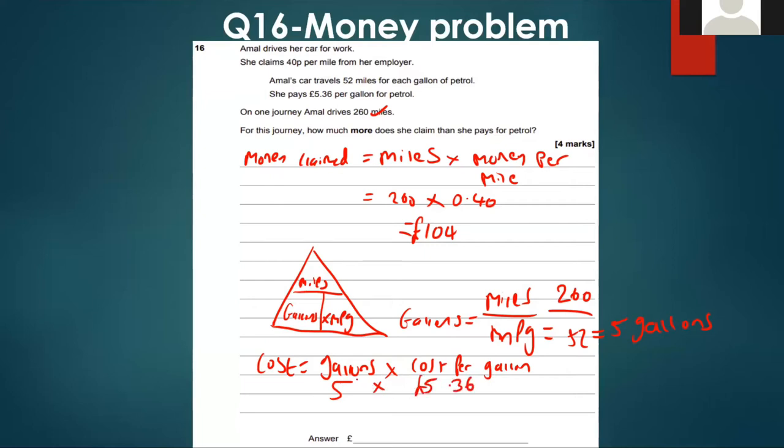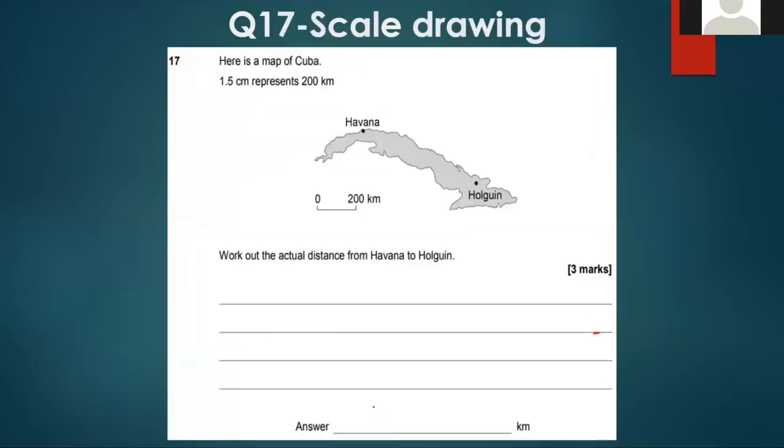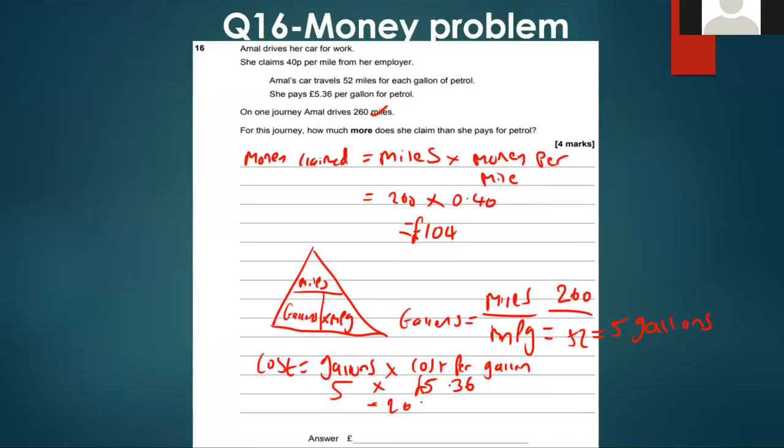So 5 times by £5.36 in my calculator gives me an answer of 26.8, which is actually going to have a zero on the end, because it's money. So it's 26.80, which is the cost.